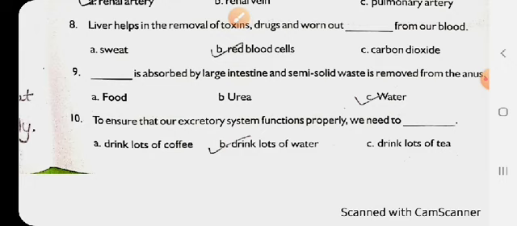Next comes: to ensure our excretory system functions properly we should drink a lot of coffee, no, we should drink a lot of water, right?